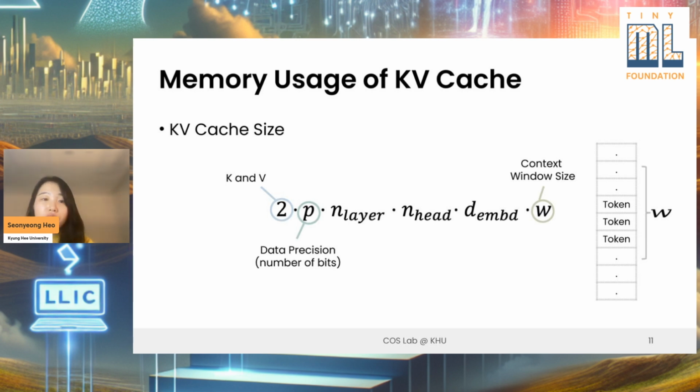So the memory usage of KV cache can be calculated with this formula. The KV cache size is 2 times P times the number of layers times the number of attention heads times the token dimension times W. Here, 2 is multiplied because it has to store K and V, and P indicates the number of bits for representing the K and V values. W denotes the context window size, which is the number of tokens to be used for generating the next token. So it is also called sequence length.